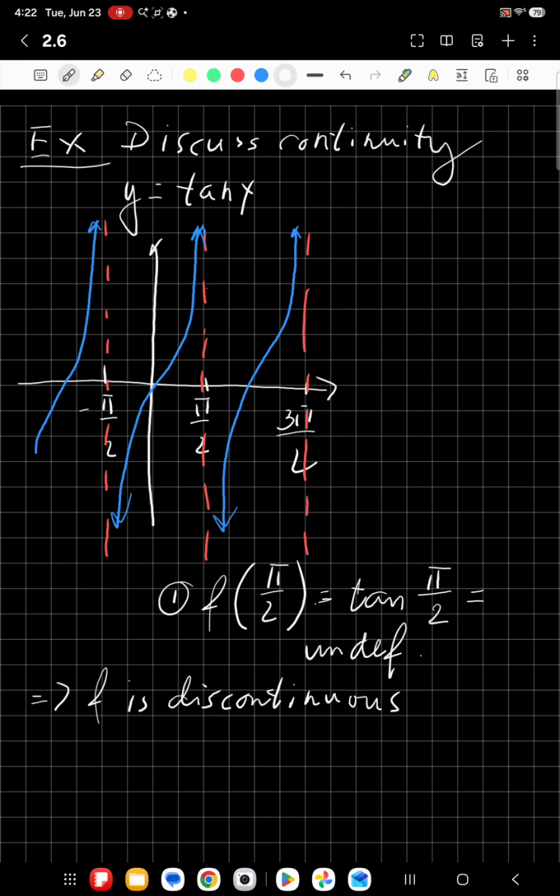Okay, so maybe take a moment and pause the video and try to figure out whether it's a removable or non-removable discontinuity. So I hope you've done it, and of course why, right? So it's actually non-removable.